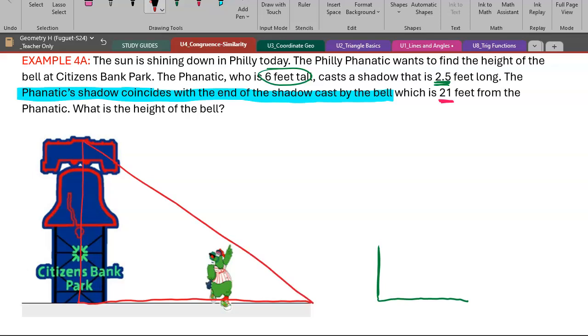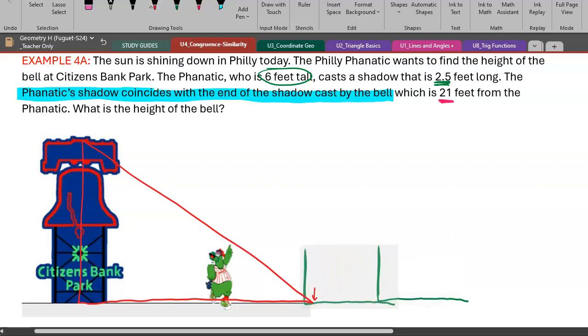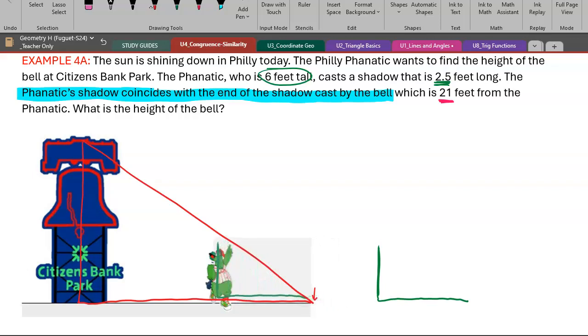So what happens is this right here is the tip of the shadow of the bell at Citizens Bank Park. The Fanatic is walking along, seeing his shadow, and as he walks into the shadow of the bell, the end of his shadow, the tip of his shadow, and the tip of the bell shadow will touch, will meet each other. And that right there is exactly what we need to try to create here. This is creating a situation of overlapping triangles. Now let's go ahead and fill in the given information and then set the problem up.